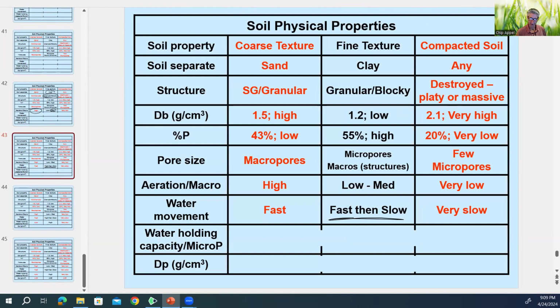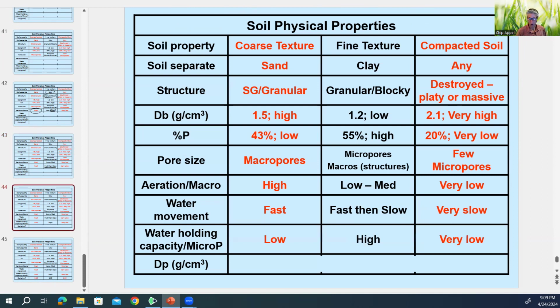Okay, makes sense, right? Water holding capacity. What is the property of the soil that lends itself to high water holding capacity? One is porosity, but two is microporosity. So sandy, low, clay, high, and a compacted soil, of course, there's very few pores, so it's very low. And then what is the particle density of these soils? Let's assume that they're forming in a temperate region, where soil is mostly composed of quartz. So all the same, 2.65 grams per cubic centimeter for each of them.